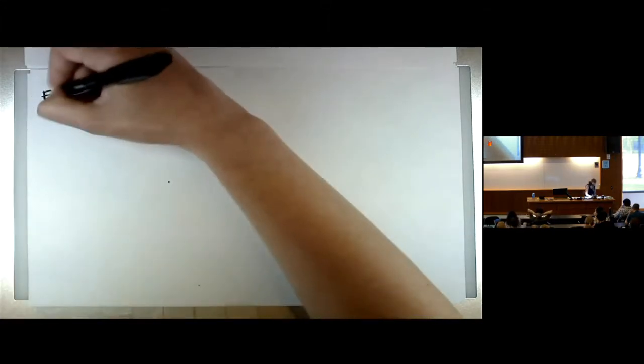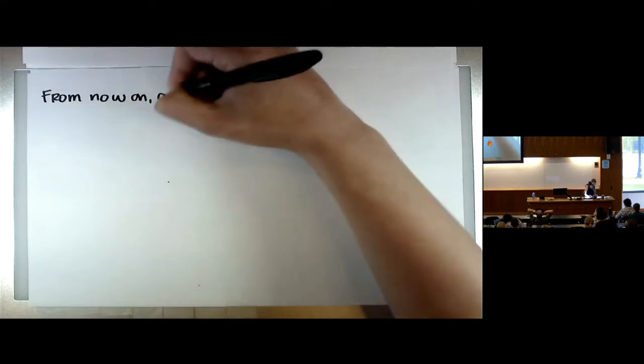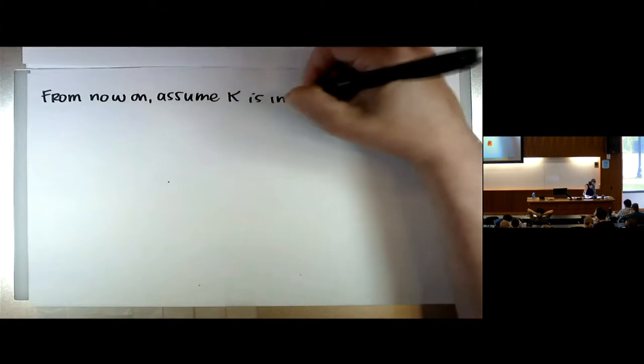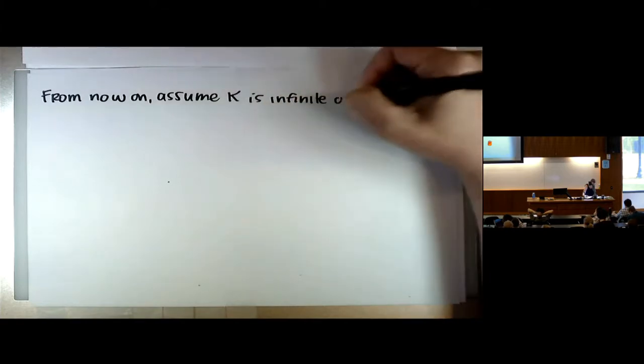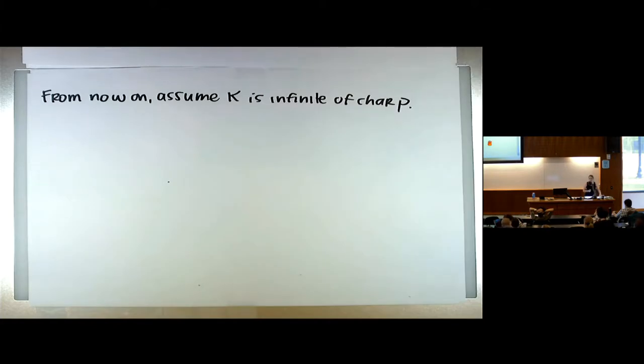Okay, so from now on, we'll assume K is infinite of characteristic P, because I will certainly forget to say it. Okay, but I only care, like really in my heart, about FQ brackets T, which is both of these things.